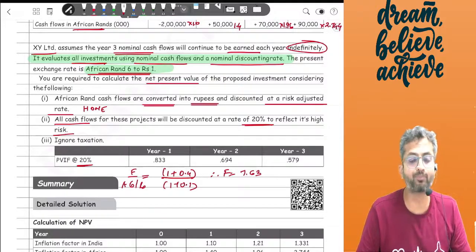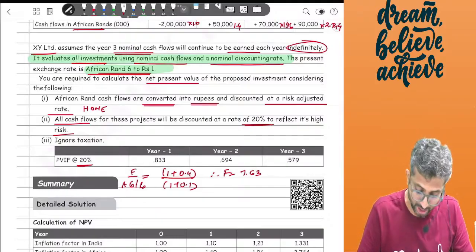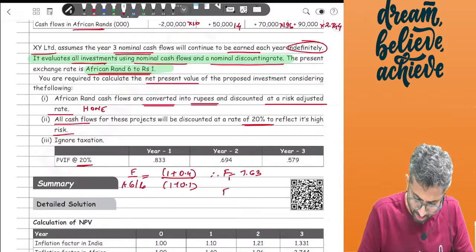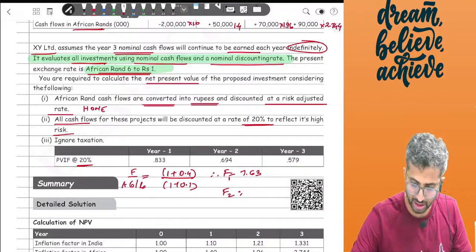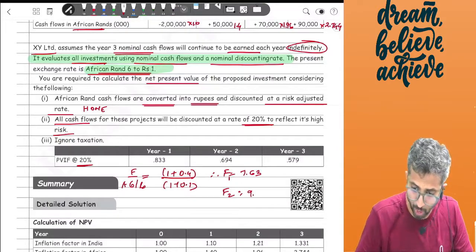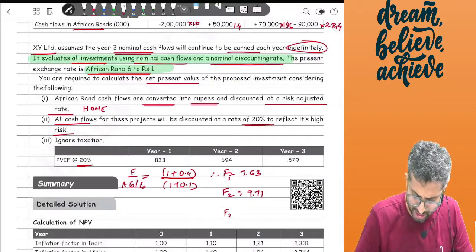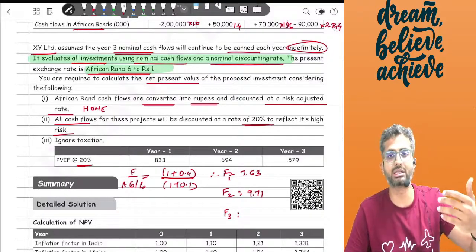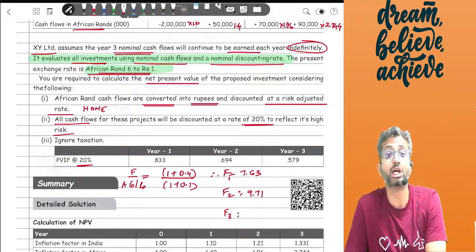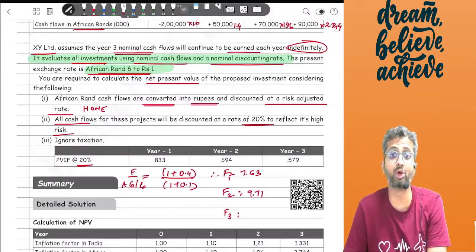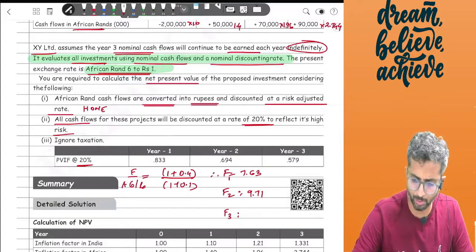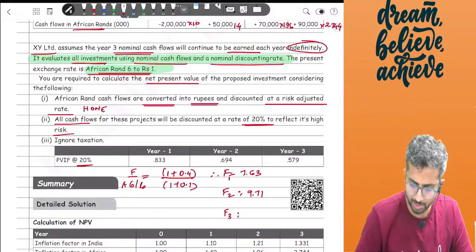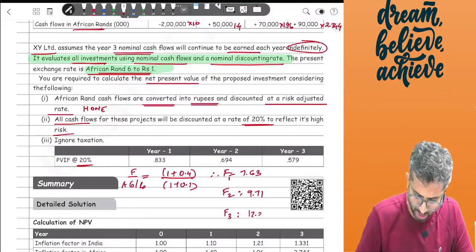Technically you should try to do at least up to 4 decimals. This is the forward rate for the first year. You do similar working for the second year: 7.63 into 1.4 upon 1.1, and the second year comes to 9.71. Again, this logically makes sense because the African Rand has a higher rate and the Indian currency has a lower rate, so the Indian currency should strengthen. For every rupee, you will get more rand. And 9.71 into 1.4 upon 1.1 comes to approximately 12.36.